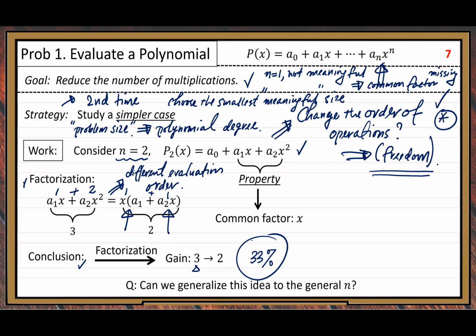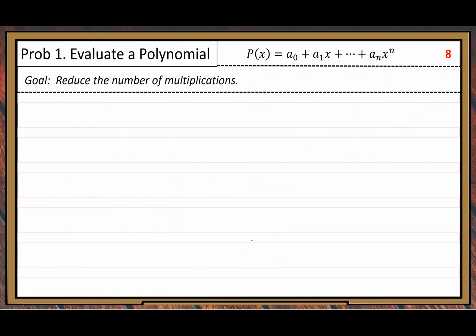So the next question is, can we generalize this idea to the general n? But here n only equals 2. So our goal is to do this kind of improvement for the general n. Our next step is to answer this question. So let's move to the next step.